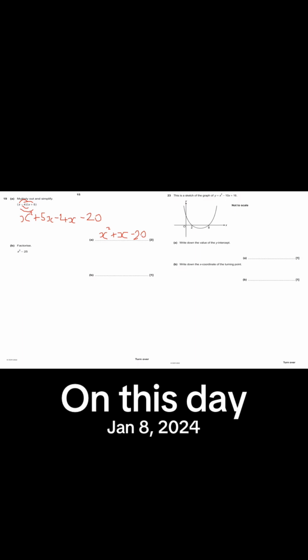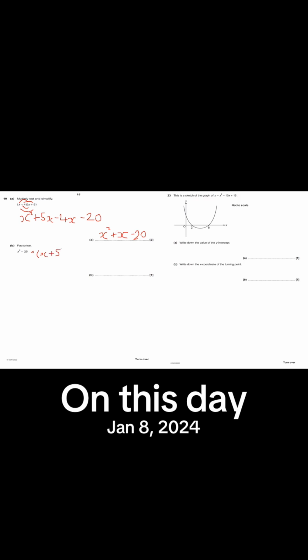Part B, factorize this quadratic here. So this one here is a special case. It's called the difference of two squares. So you've got a square here and you've got a square number here. So I can write it as x plus 5 times x minus 5.